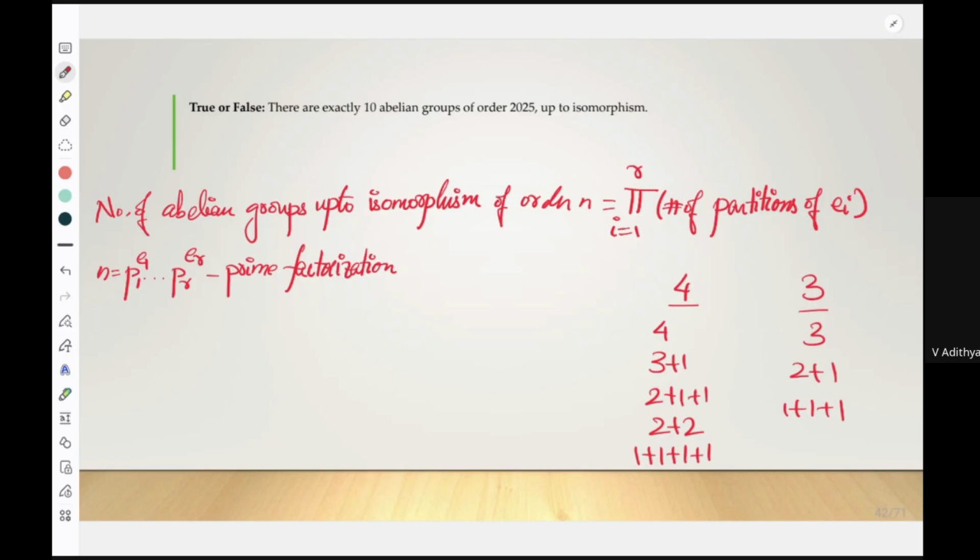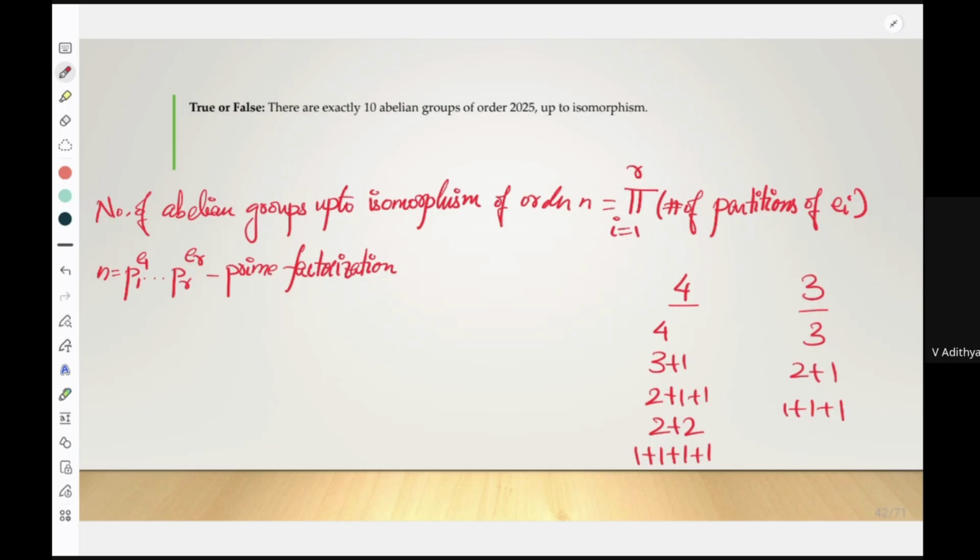Right. And we are taking the partitions of ei, the powers. So this formula actually comes from the theorem on finite abelian groups, which is done in the algebra course whenever you do rings and modules. So, the fundamental theorem of finite abelian groups. I'm not getting into the proof. This can be derived from there. So I'm just giving the formula directly.